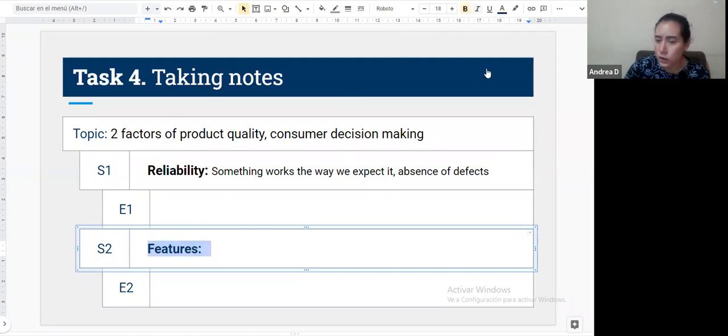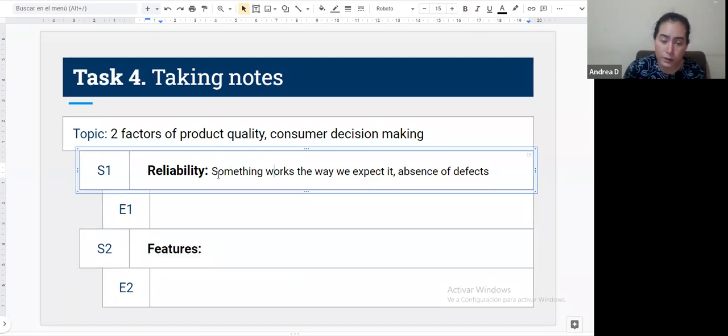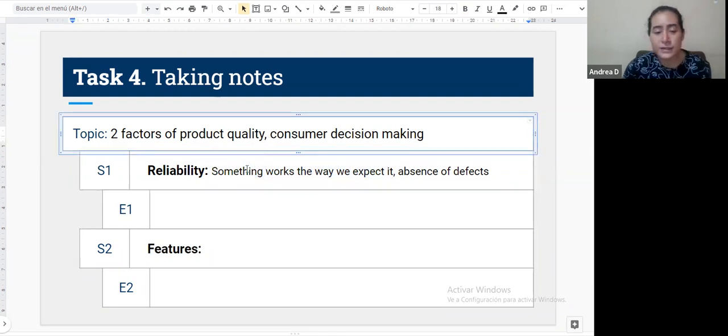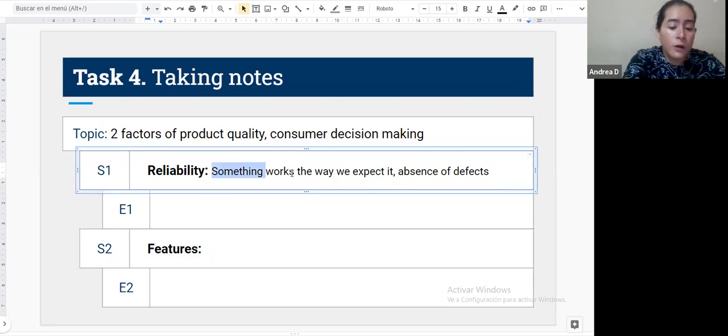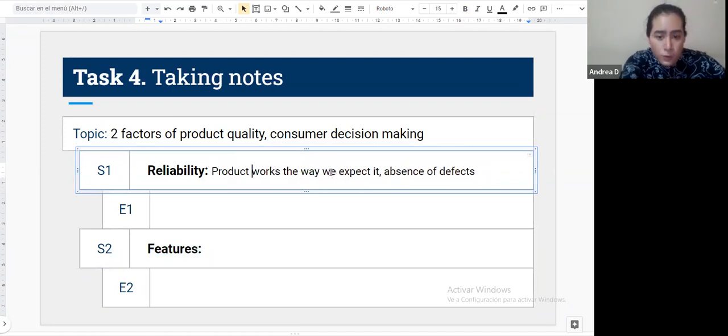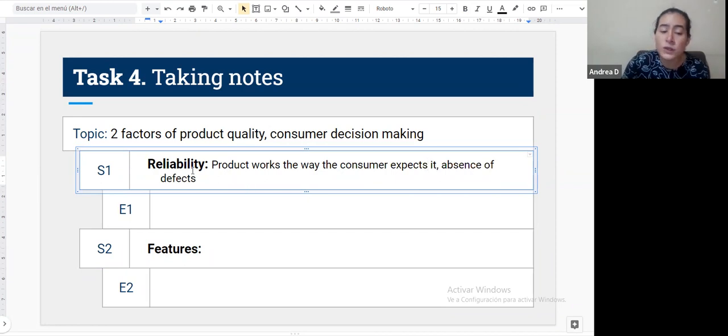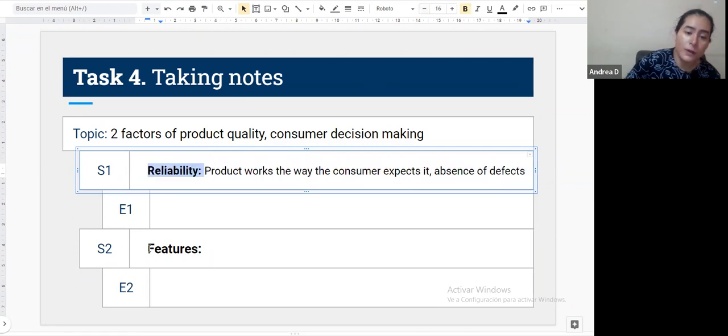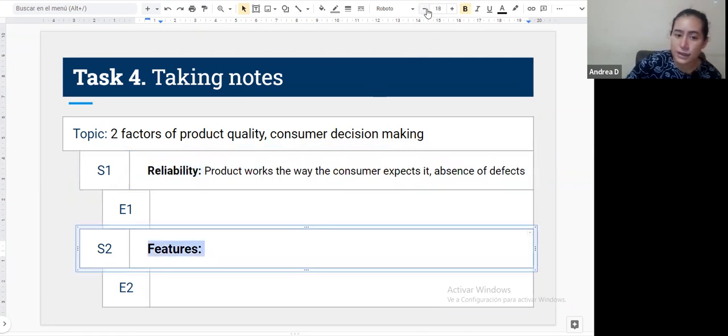For example, reliability is a business word, and they are evaluating if you use appropriate vocabulary. For example, if you say reliability is when something works the way we expected, it's not as good as if you say reliability is when a product works the way that the consumer expected it to work, right? So it is important to use the right vocabulary, and that's why you need to check out some words related to these topics, okay? So, all right, coming back to these features, that's perfect.